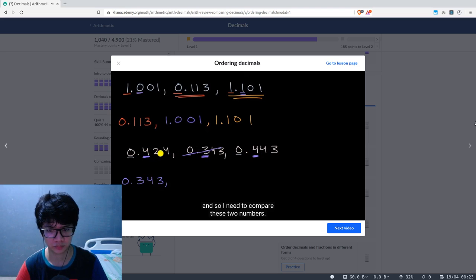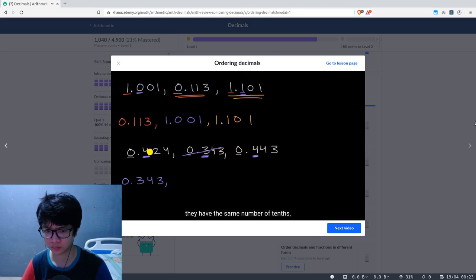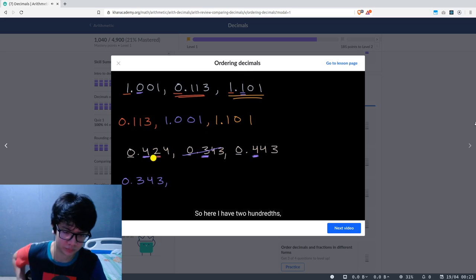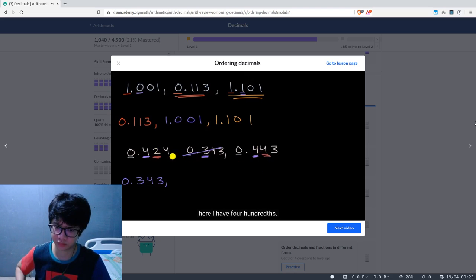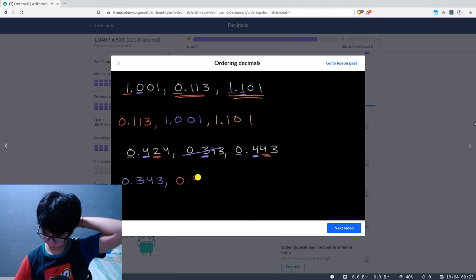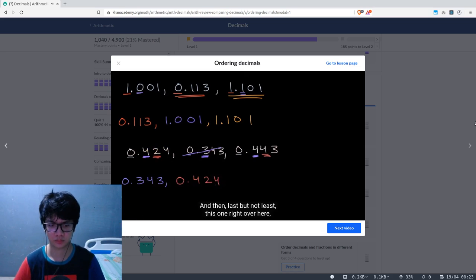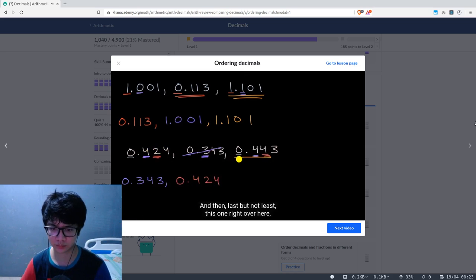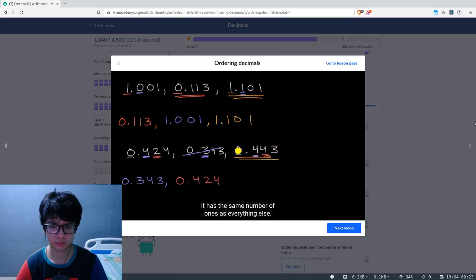And now, I've already used that one. And so I need to compare these two numbers. They have the same number of ones. They have the same number of tenths. So then we move to the hundredths. So here I have 2 hundredths. Here I have 4 hundredths. This one has less hundredths than this one. So the one on the left is going to be the next smallest number. So then we have 0.424.